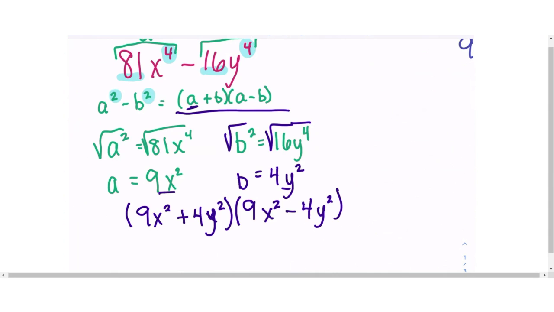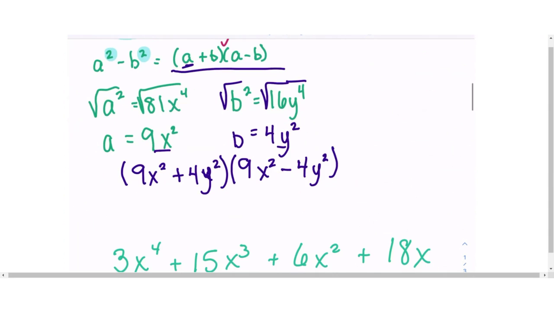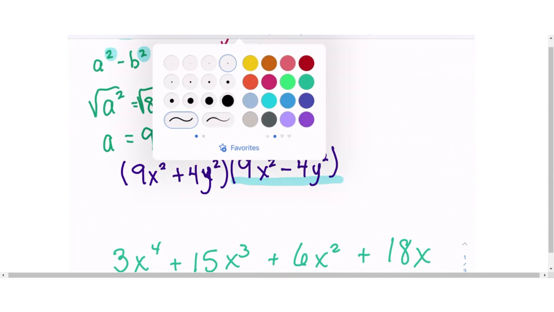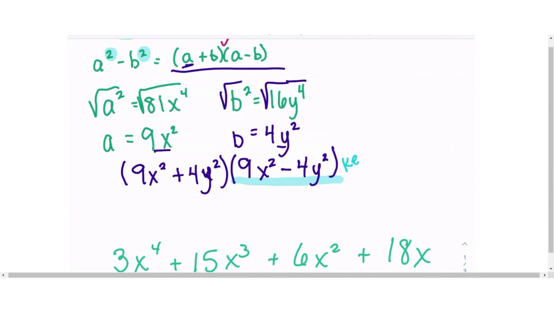Now, you would think, oh good, we're almost done, but this is why I'm showing you this, because sometimes when you're done with these things, you can keep on going. This second part right here, we can keep going. So with this one, we could say that the a squared is equal to 9x squared and the b squared is equal to 4y squared.